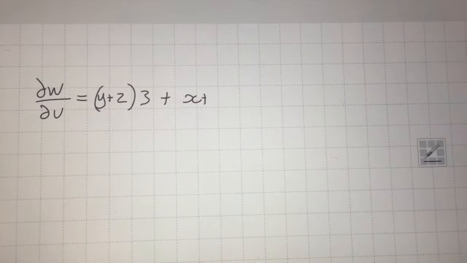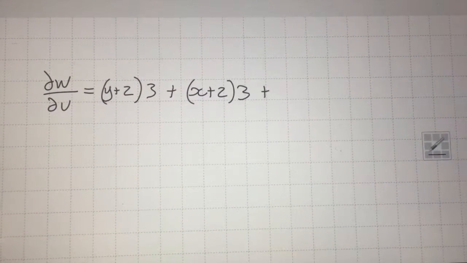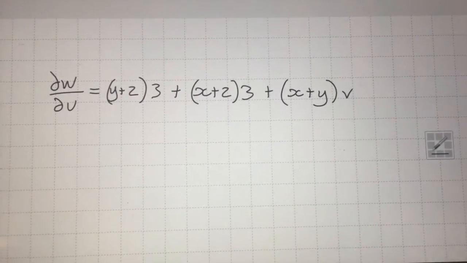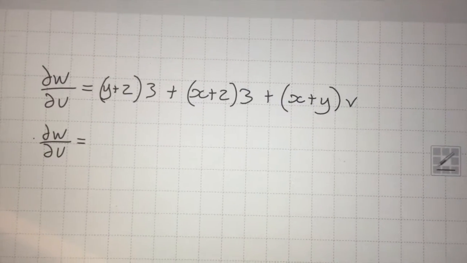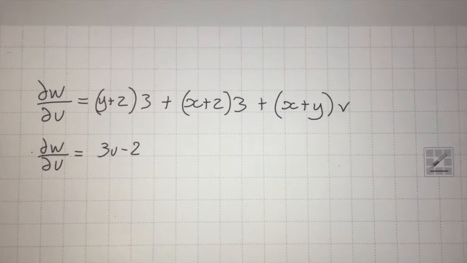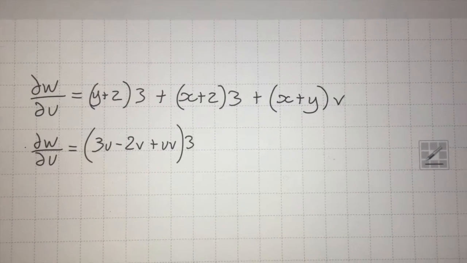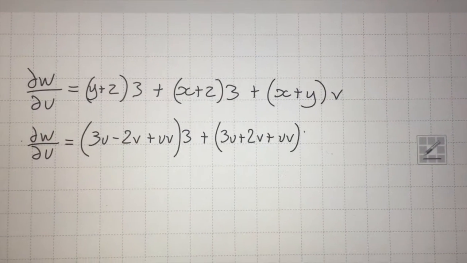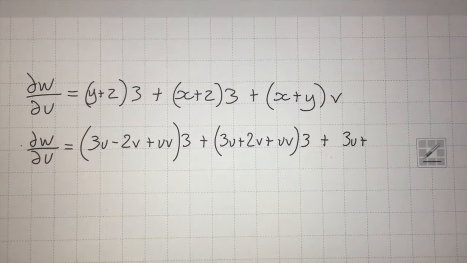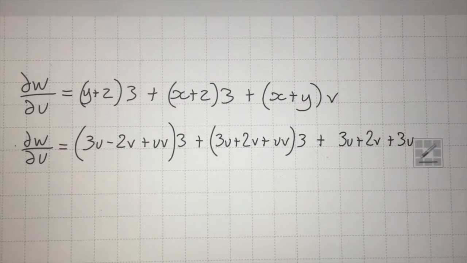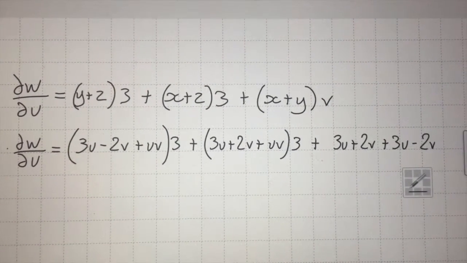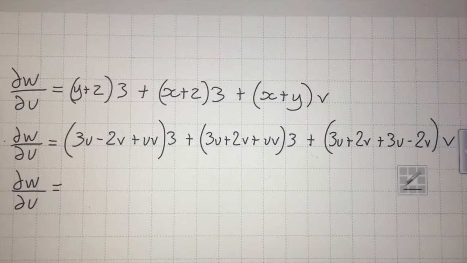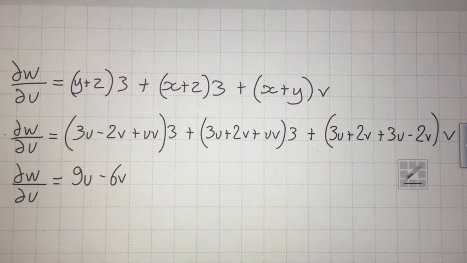Now that we have calculated all of those, let's replace them into the chain rule we had at the beginning. So it gives y plus z times 3 plus x plus z times 3 plus x plus y times v. Now we are going to replace the x, the y, and the z by the functions we had at the beginning of the exercise. After this, we are just going to simplify all the functions.